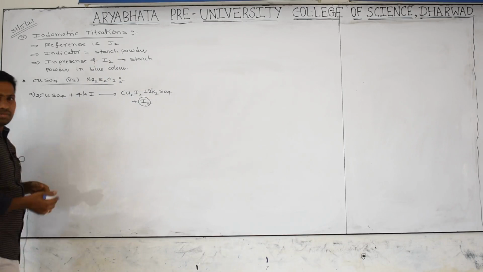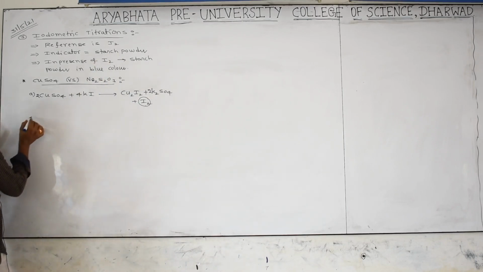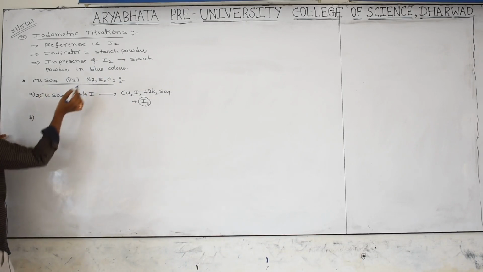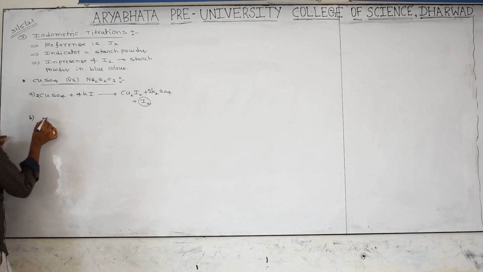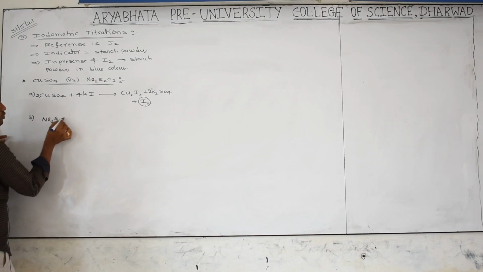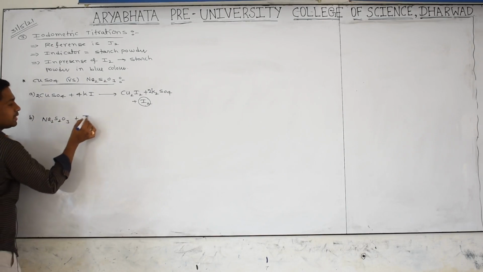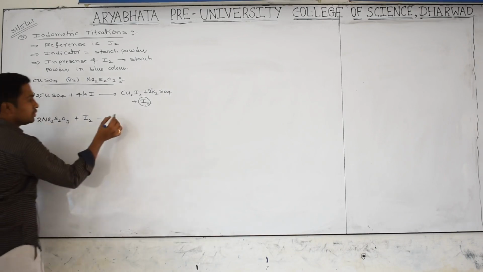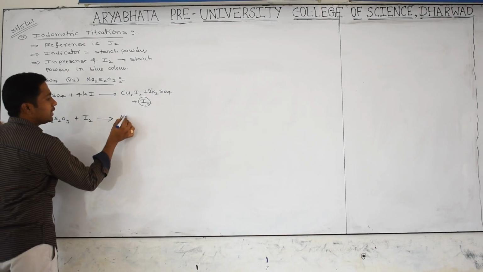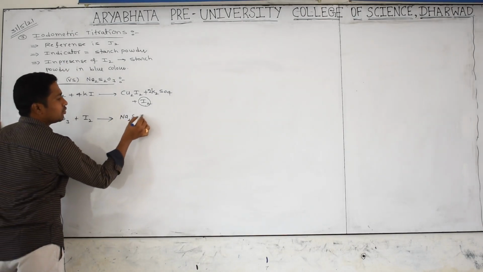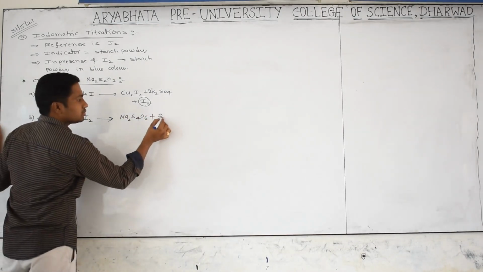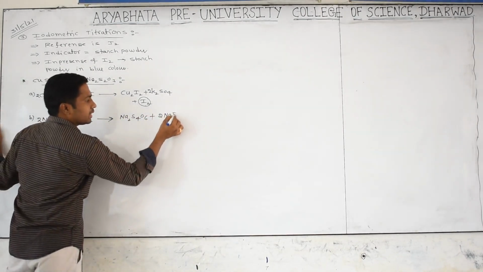So what are the further calculations? The second step is that the formed I2 will be treated against Na2S2O3. Take 2 moles; we are getting Na2S4O6 plus 2 sodium and 2 iodine becoming 2 NaI.